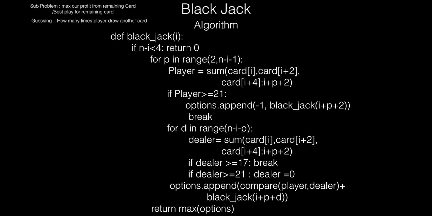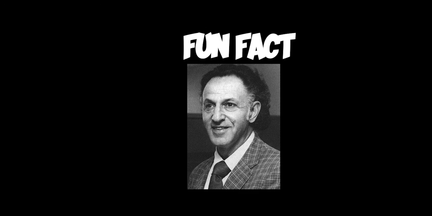Like in text justification and blackjack, we were simplifying our problems by breaking them into subproblems in a recursive manner. Also, fun fact, dynamic programming was developed by Richard Bellman, and Bellman invented the term DP to hide the fact that he was doing mathematical research at RAND under a Secretary of Defense who had a pathological fear and hatred of the word research.